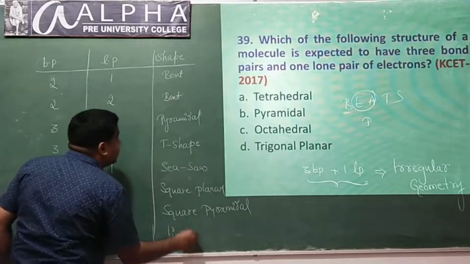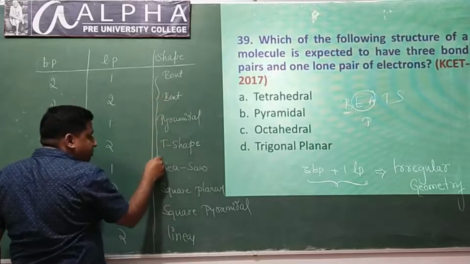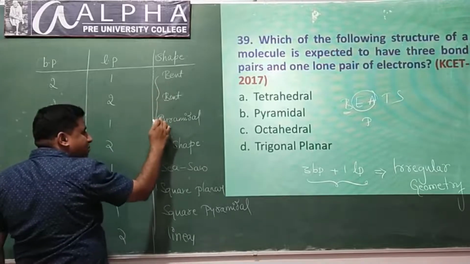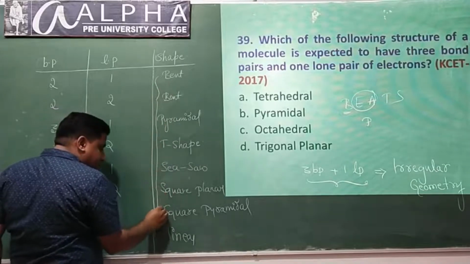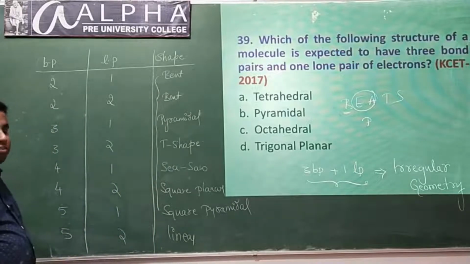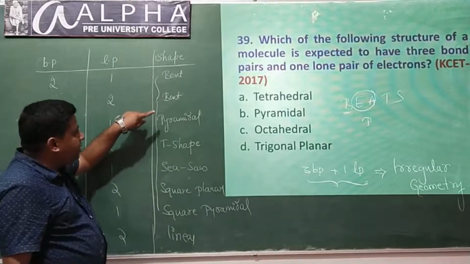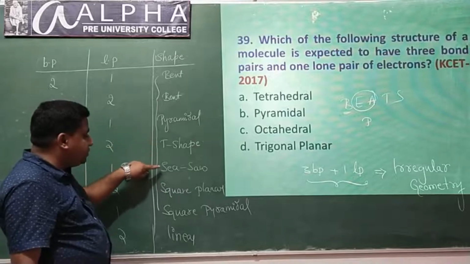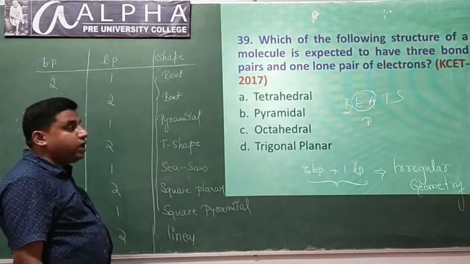Look at here: B, B, P, P, T, S, S and S. Beats. Use the word beats. Bent, pyramidal, T shape, seesaw, square planar, square pyramidal.